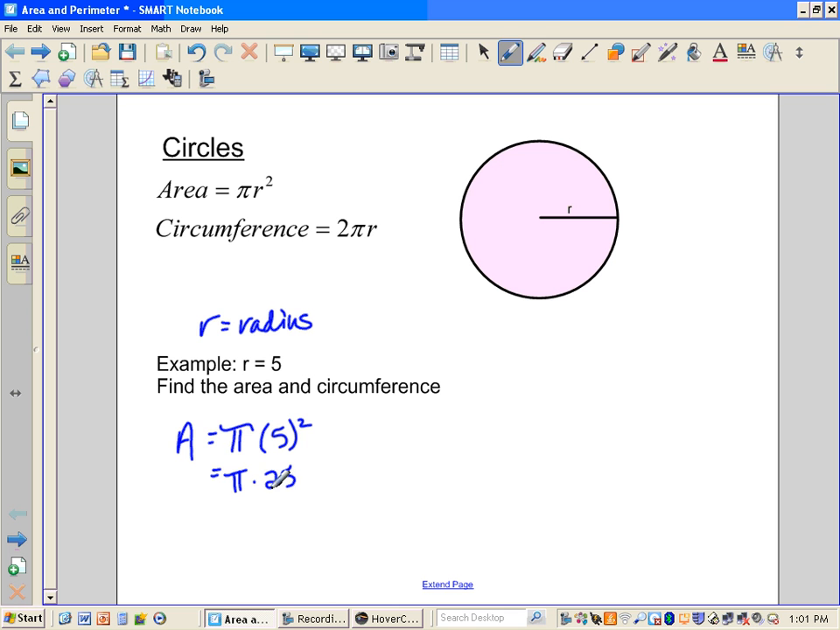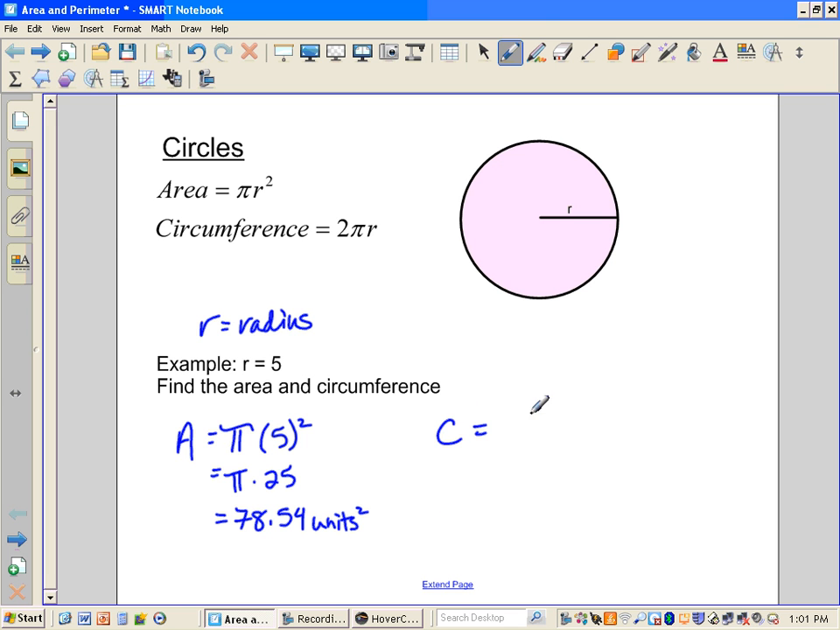You can leave it as pi times 25 or 25 pi, or you can do 25 times pi on your calculator. I want you to get in the habit of using the pi symbol on your calculator, not just 3.14, because the pi symbol is more accurate. It doesn't round. So this is 78.54 units squared. When we find the area, the units are squared.